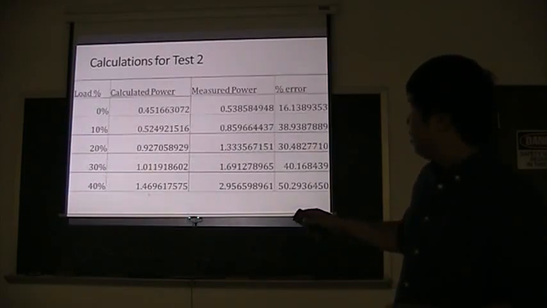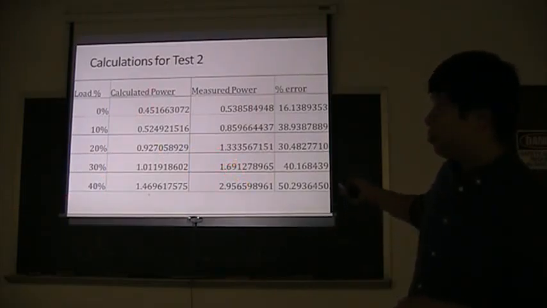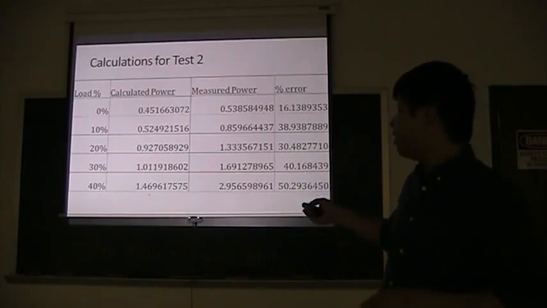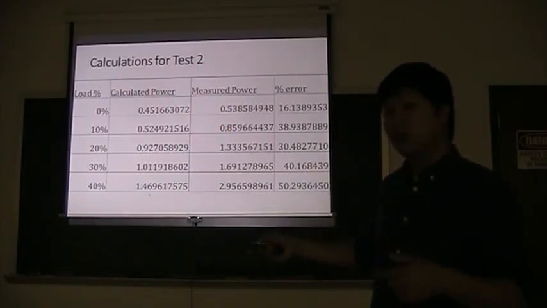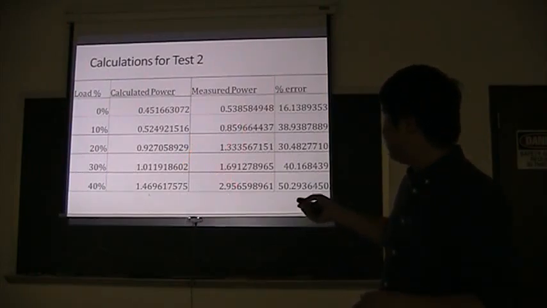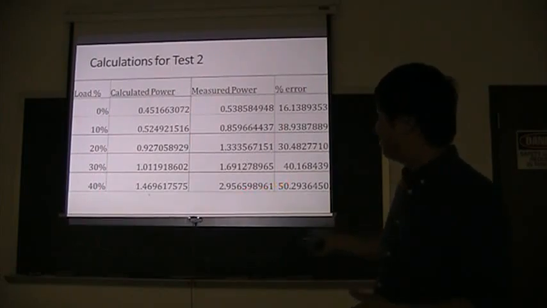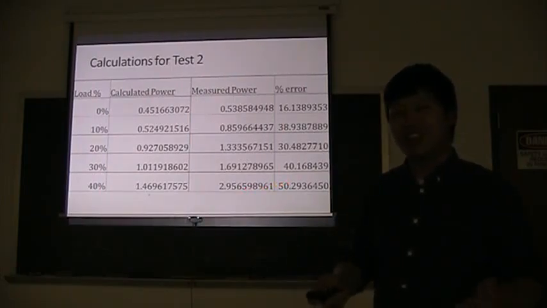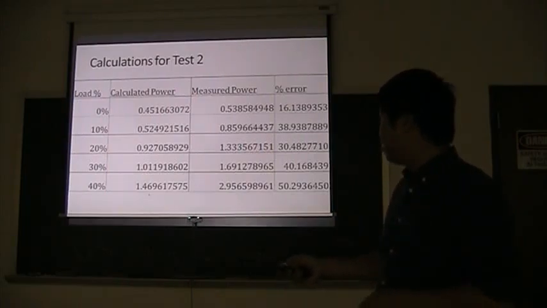For the second calculation, we compared the calculated power to the measured power. The measured power is what we got from the dyno with that equation I was talking about earlier: horsepower equals torque times RPM divided by 5252. This is what we got. The calculated power was pretty close, but as you move up in load, the error was greater. Again, I'm not sure if that's because I made some wrong assumptions or had some calculation error.